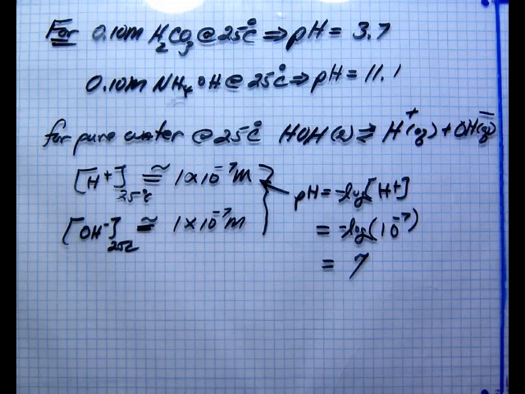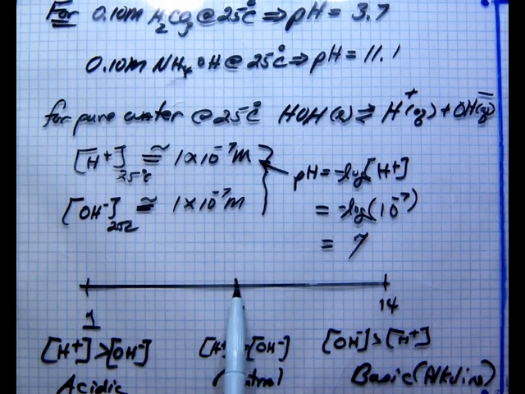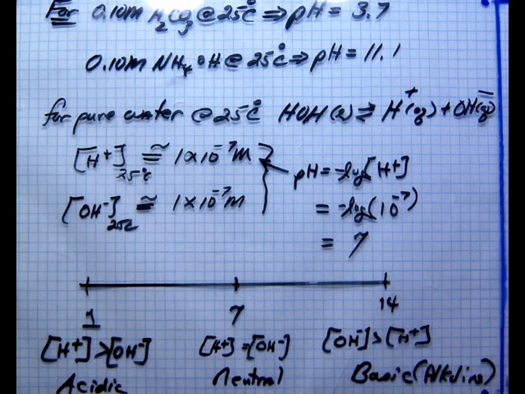So if we move away from that to a higher hydroxide than hydronium ion concentration, we call it a basic solution. If we have a higher hydronium ion concentration than hydroxide ion concentration, we call it acidic. We can represent this on a simple number line, with neutral at 7, where the hydronium ion and hydroxide ion concentrations are equal.